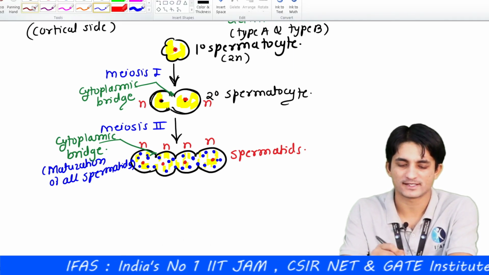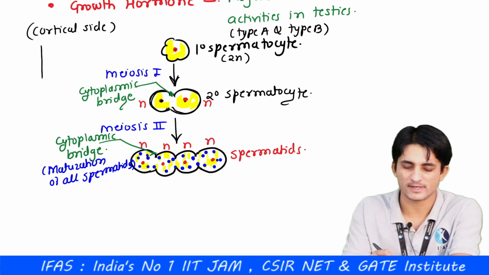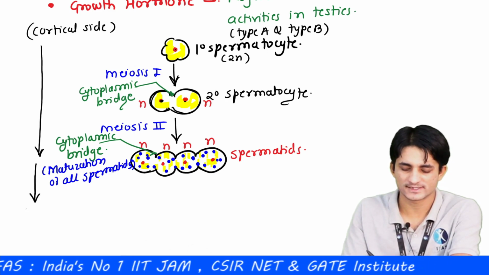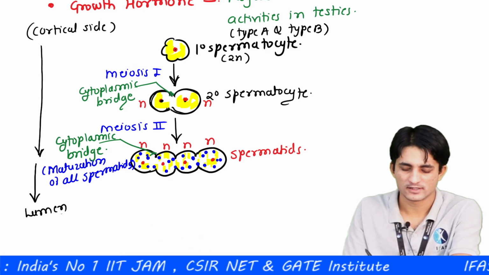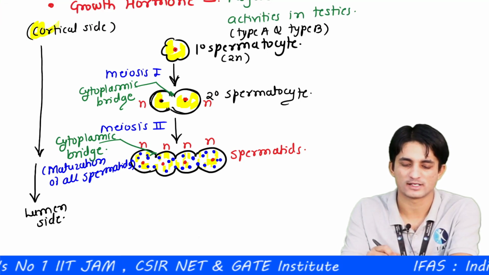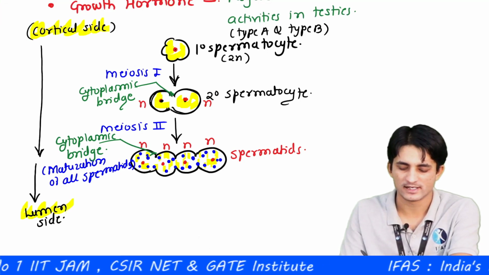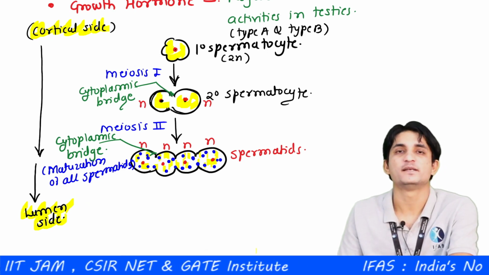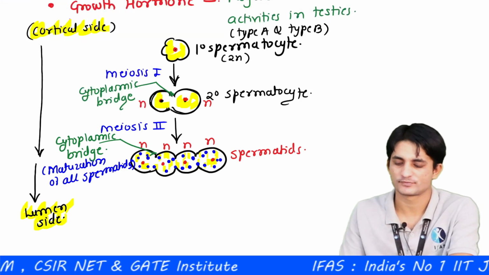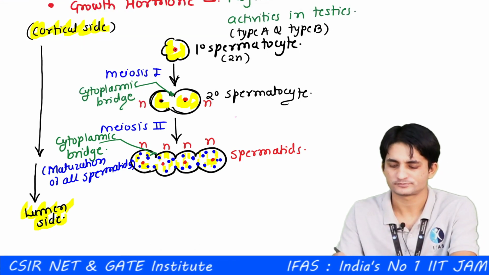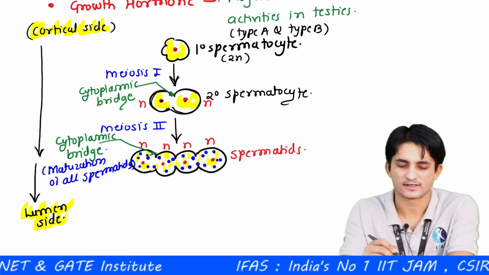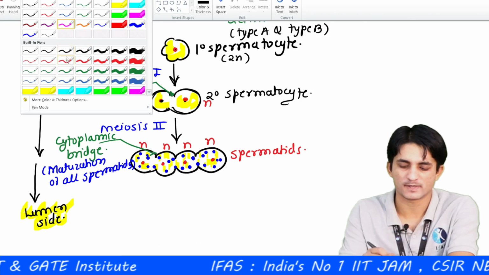Now after that, these spermatids go from the cortical peripheral side into the lumen side, where the sperms mature and spermatozoa are formed. So this is the peripheral side, this is the lumen side, and in the maturation the major role is played by the Sertoli cells. So Sertoli cells play a major role in the maturation. Now here there is the formation of the sperms.